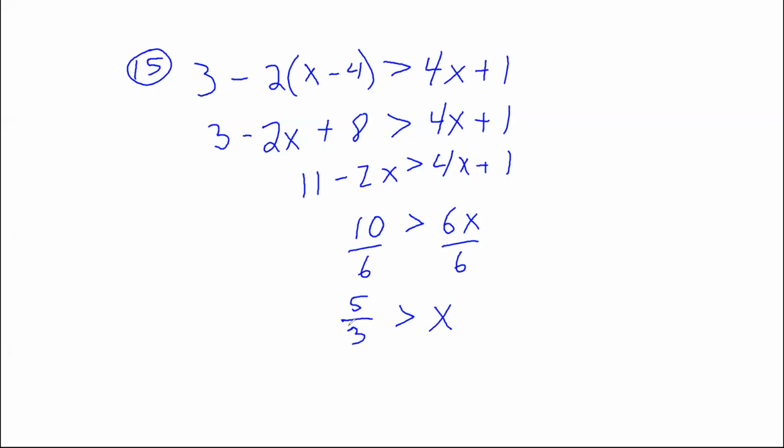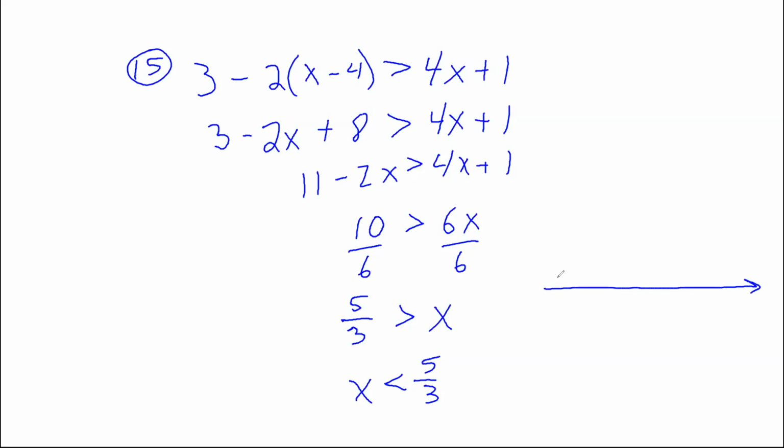5/3 is greater than x. But 5/3 greater than x, what does this mean? This is equivalent to x is less than 5/3. And you might take a look at that and make sure that that makes sense. The larger one is 5/3 and the smaller one is x. It's still pointing toward the x. So this is our inequality. Either of these would work for that.